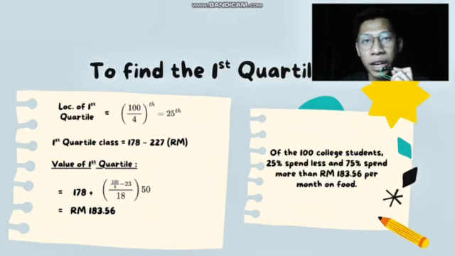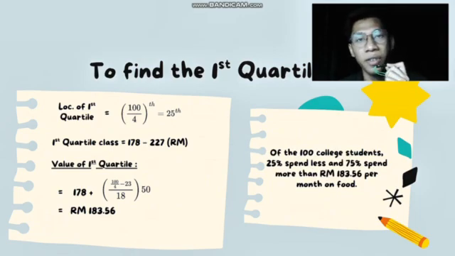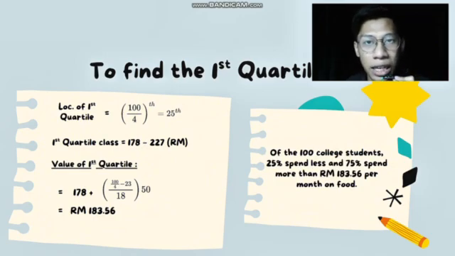The next one is we're finding the first quartile. So we are finding the location first, which is 100 divided by 4. We're getting the 25th location, and we got the class. And the conclusion that we're getting on the first quartile is that from the 100 college students, 25% of them, which is 25 college students, spend less, and 75% of them spend more than RM183.56 per month on food.